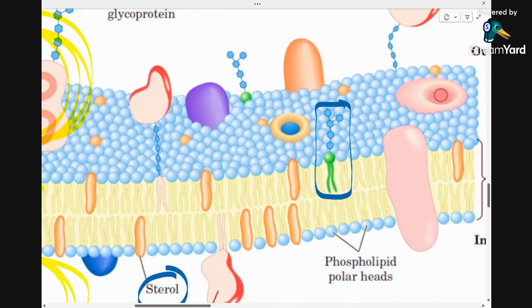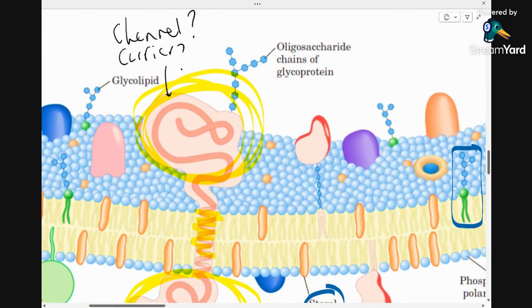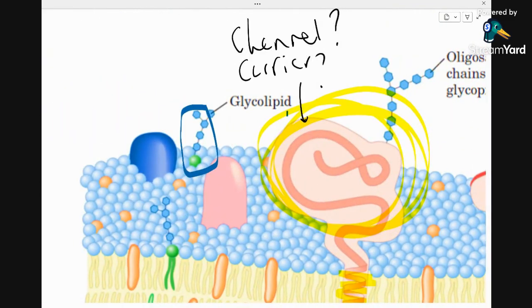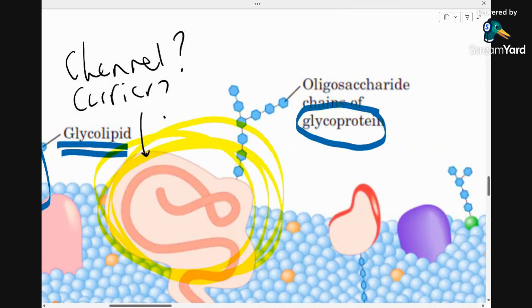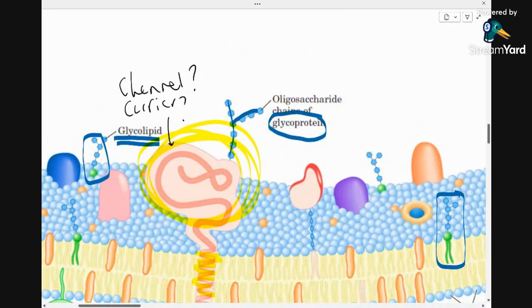This phospholipid on the phosphate head is connected to carbohydrates, those hexagons here. And you can see another one here, and it's labeled as a glycolipid, right? Glyco meaning sugar, lipid meaning lipid. So if we're attaching carbohydrates to our phosphate heads, it's called a glycolipid. In a similar way, we can have a glycoprotein where we stick carbohydrate groups here onto our protein.